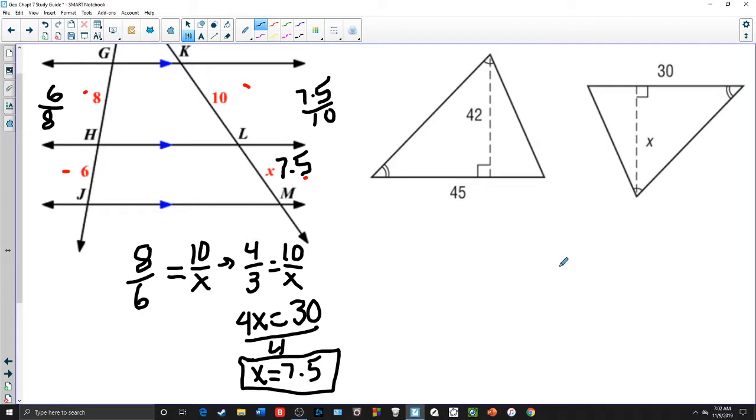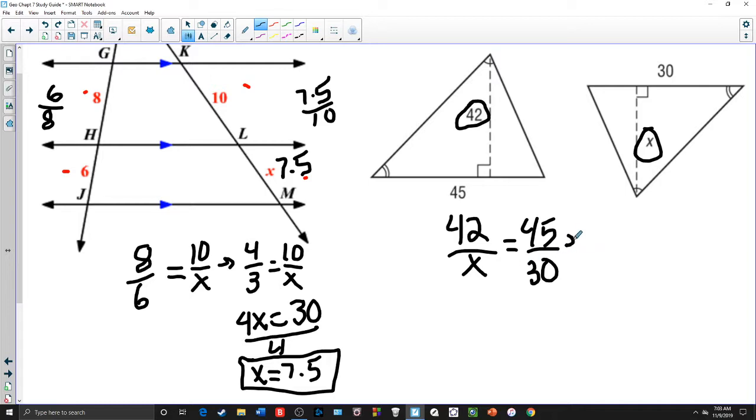And the last one here. This has to deal with altitudes, medians, and bisectors. So this line right here, we would consider an altitude because it's a right angle. So if it goes from the corner to the end and it's a right angle, we call that an altitude, or the height of the triangle, same thing. And so we can make our fractions here. So it's altitude over altitude. Let me make that a little bit better. So altitude, there we go, so we can actually see it, over altitude. So 42 over x is equal to base over base, or side over side. So 45 over 30.